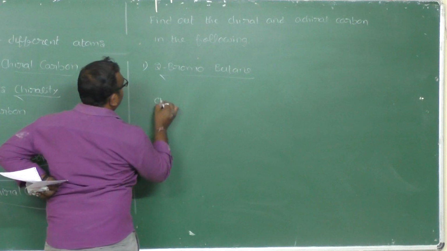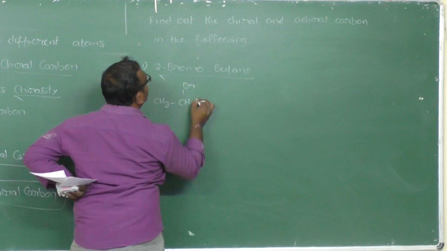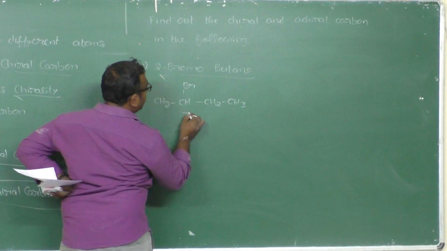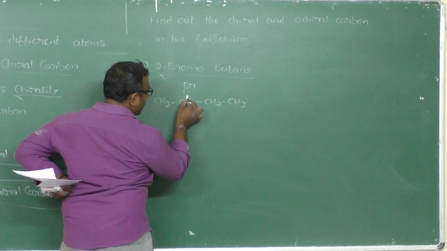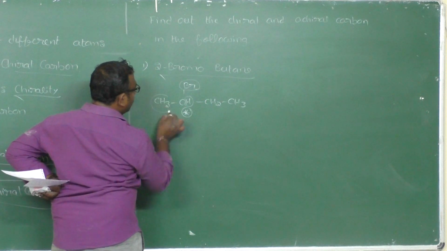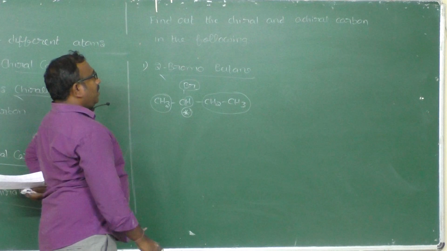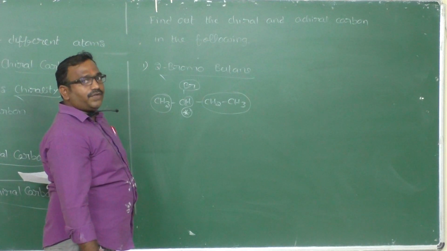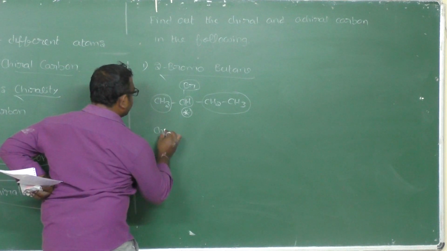See here, its structure is CH3, CHBr, CH2, CH3. This is a chiral carbon because this carbon is attached to 1 hydrogen atom, 1 bromine atom, 1 methyl group and 1 ethyl group. When a carbon is attached to 4 different groups or 4 different atoms, it is called a chiral carbon. So it is chiral.